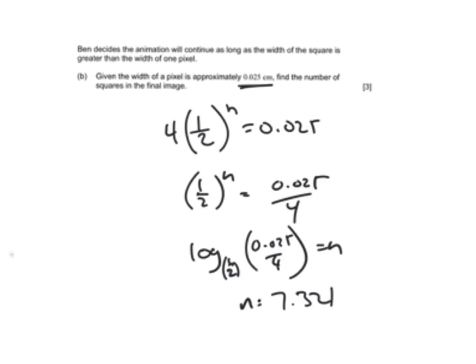I get my n value to be 7.321. Now, if I read this carefully, it will continue as long as the width of the square is greater than the width of the 1 pixel. So if I round this to 8, the square is going to be less than a pixel. So I'm going to shift this down and say n is equal to 7.